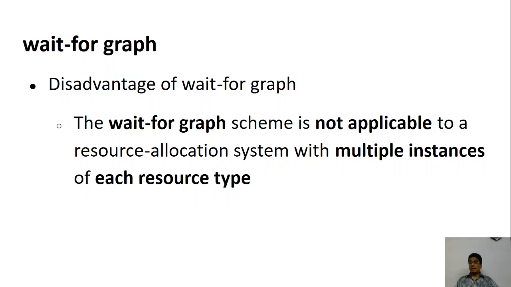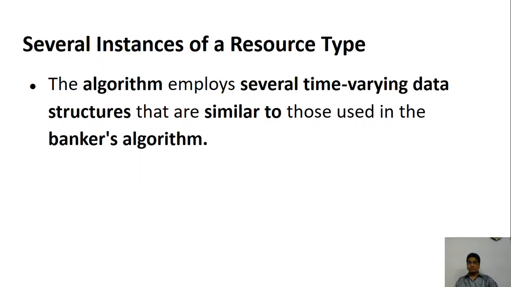The disadvantage is this can be used only in a situation wherein every resource has a single instance. That means there is only one printer, only one disk, all the resources have only one instance. Then this is well and good. If there is more than one instance, this graph cannot work. In that case, what to do?